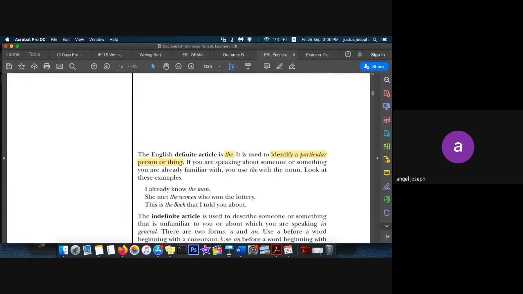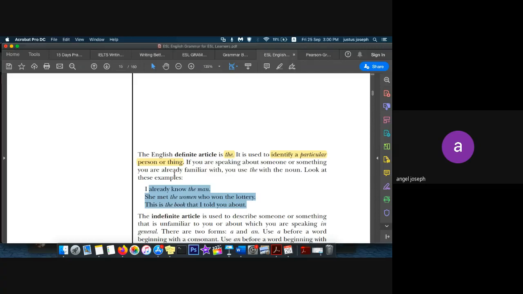Third sentence: this is the book that I told you about. Again, try and omit this word the. This is book that I told you about. Will that make sense? In most cases, no. So you have to use the word the. So what is the? The is a definite article in the English language. It is used to identify a particular person or a particular thing.